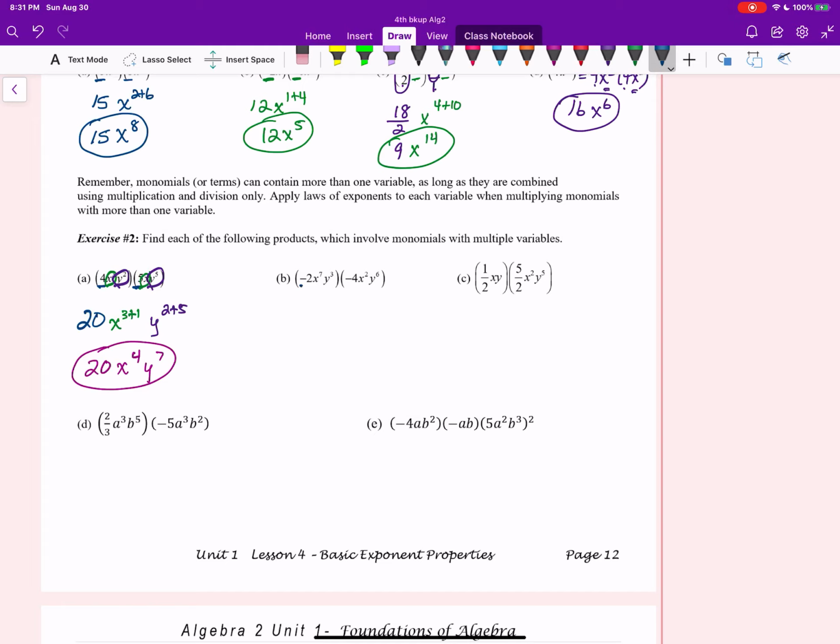B, negative 2 times negative 4 is positive 8. x to the seventh times x to the second is x to the 7 plus 2, which is 9. And y to the third times y to the sixth is y to the 3 plus 6, which is 9.